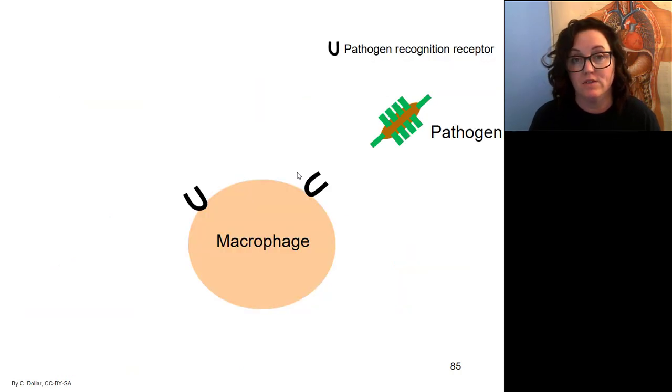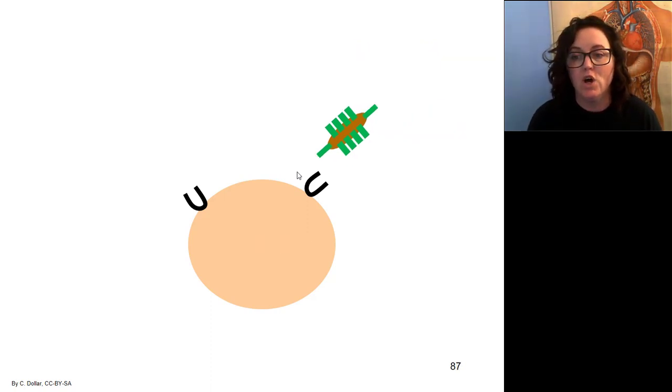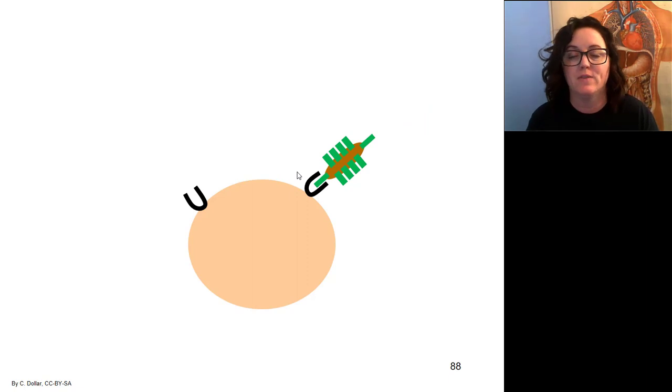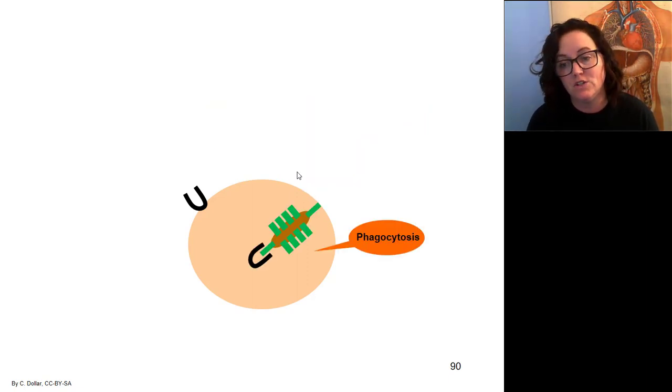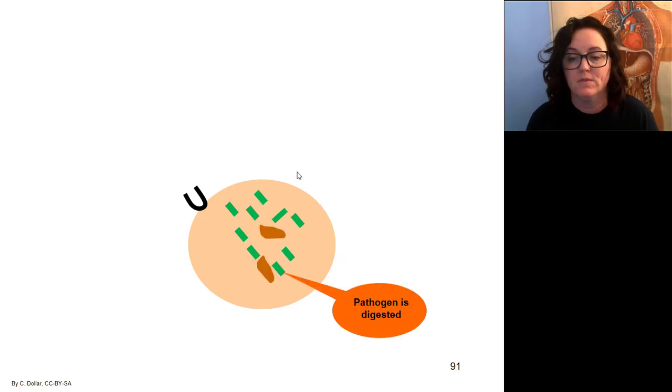Let's take a look at this in a different way. On the screen here, we have our macrophage. The U-shaped things on the macrophage are non-specific receptors that are capable of recognizing a pathogen. We talked about these in a different video. They're called pathogen recognition receptors. The pathogen comes along and is recognized by the pathogen recognition receptor. This stimulates phagocytosis of the pathogen. The pathogen is digested.